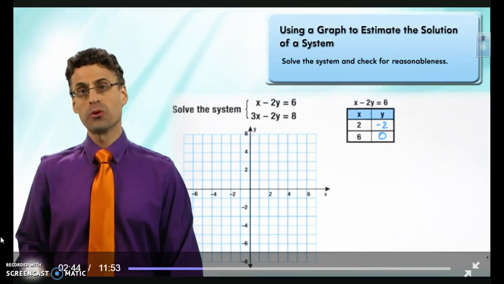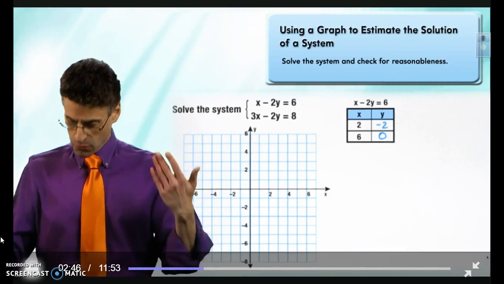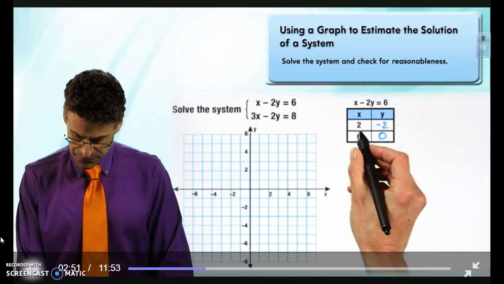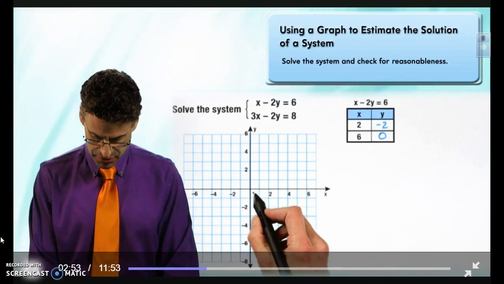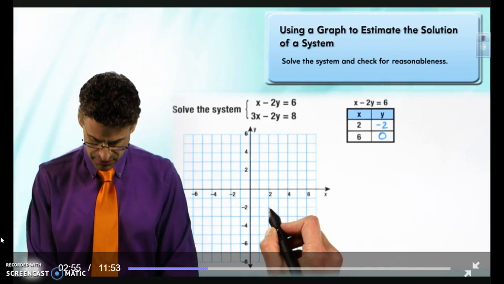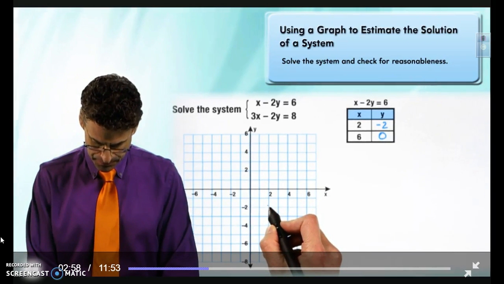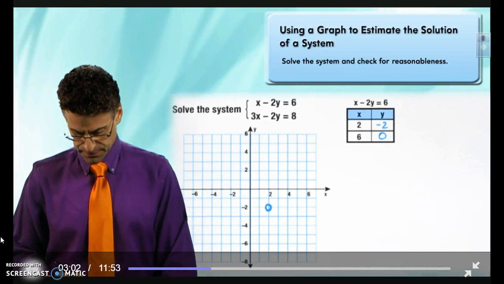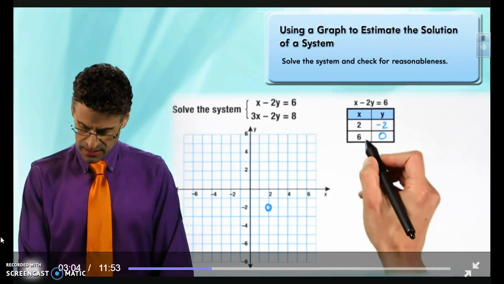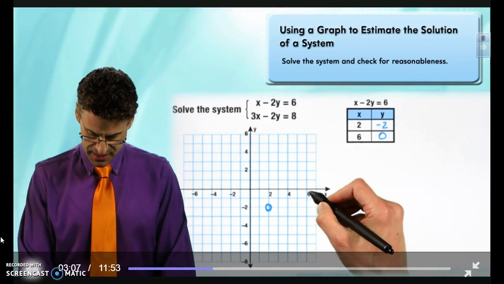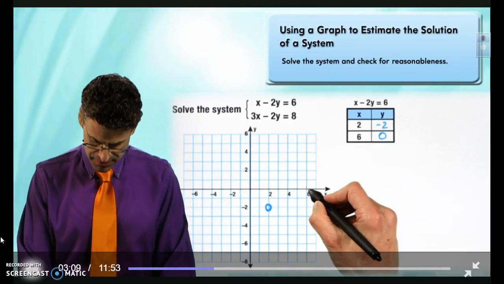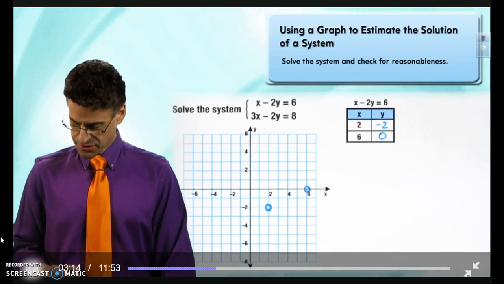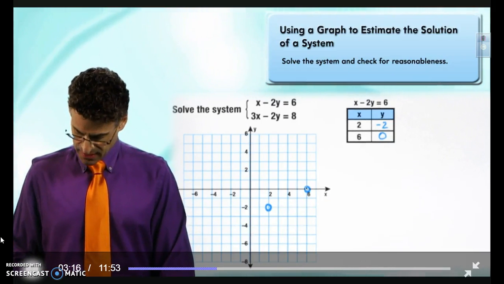Now, given these 2 points, since we know 2 points determine a straight line, we can plot them. So let's see. We have 2, negative 2. That's 2 in the x direction, negative 2 in the y. I'll put a big circle here. And then we've got 6, 0. That's 6 and then 0, right here. So that's what we have for those two. And if we connect them with a straight line, we'd see the line.